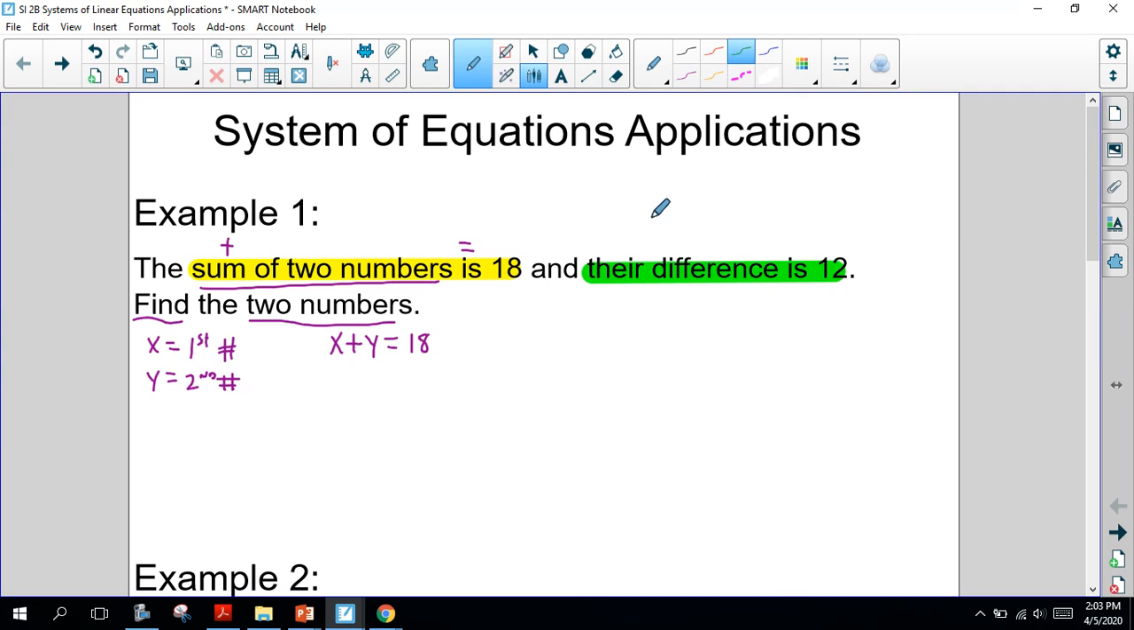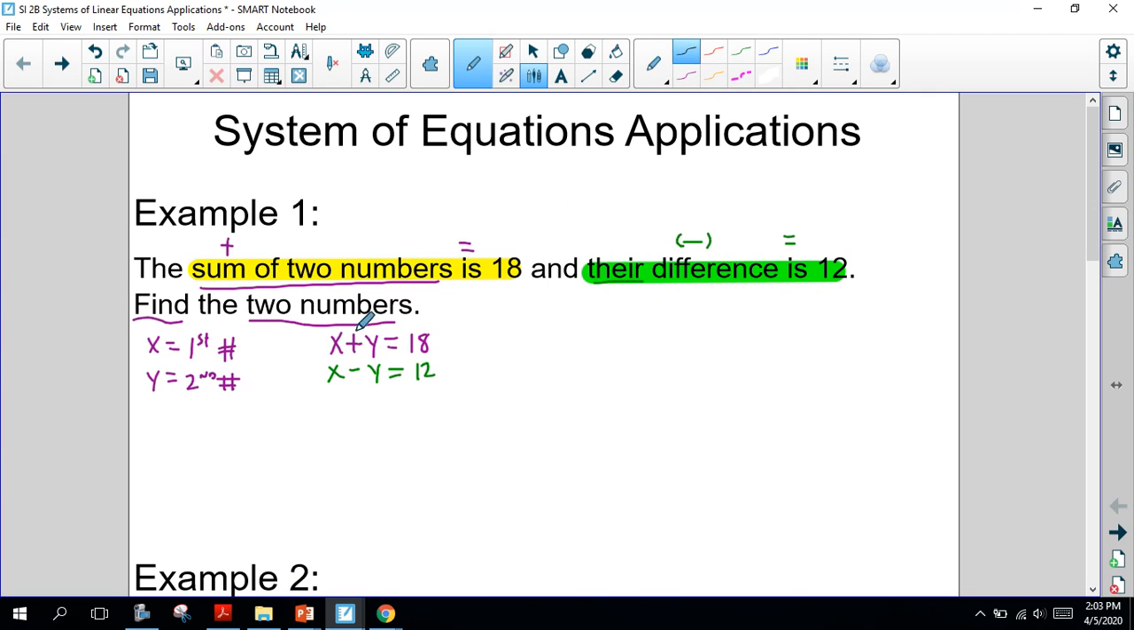Likewise, if I take a look at my next sentence, it says their difference. Well, we know in math that difference means subtraction. The word is, once again, means equals. And when it says their, it's referring back to these two numbers. So their difference would be x minus y. Their difference is, well, that means equals. It is 12. So there's my equations for this system. And now it's just a matter of going ahead and solving.